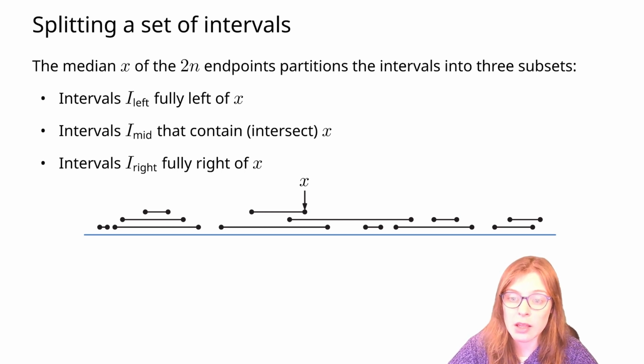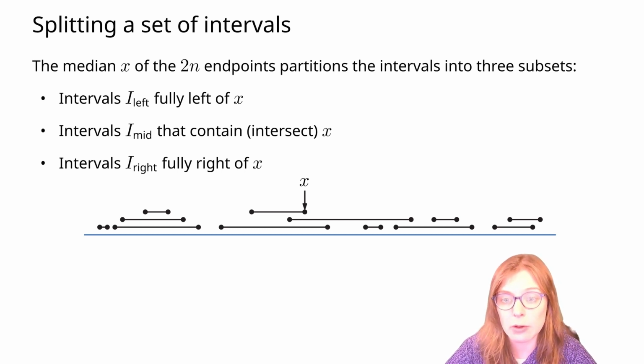We have 2n endpoints of the n intervals. We will split the intervals by the median value of the x-coordinate among these 2n endpoints of all the intervals. We will have three sets of intervals. The intervals in the set I left are those that lie fully to the left of the split value x. Similarly, the intervals I right are those that completely lie to the right of x, and the intervals I mid will be the intervals that contain or intersect the given value x.